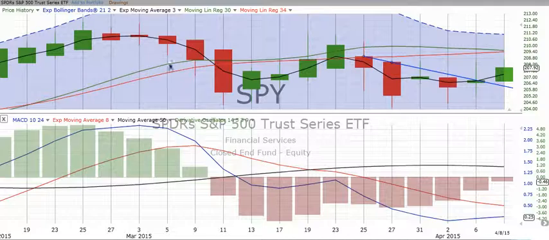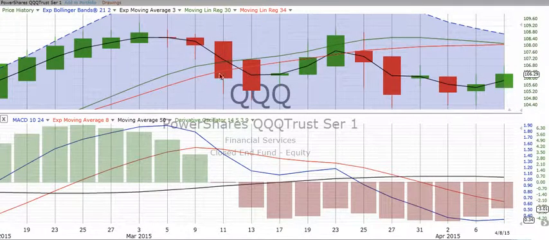And now let's go to my favorite chart. This is the Qs, the cubes. This is QQQ. It is the NASDAQ 100. And you can see same thing happening, broken our trend. We still don't have a crossover. We do have a weakening, it appears.